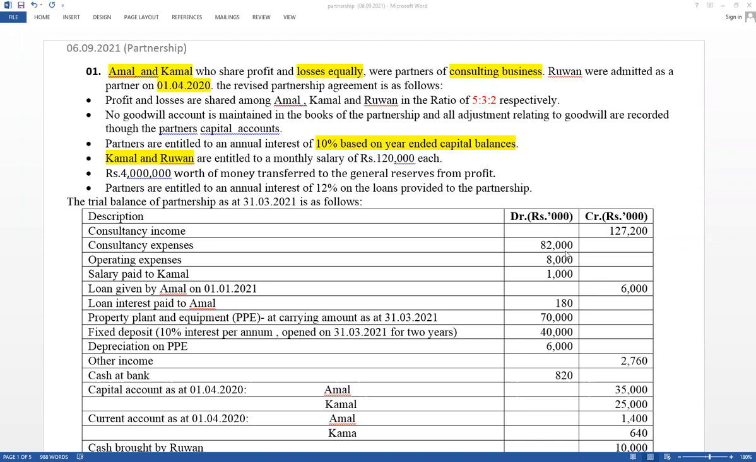stationary use. Look, when we give a normal service, we use stationary. Therefore, sometimes it is given as service income minus stationary use equals gross profit, or consultancy income minus consultancy expense.